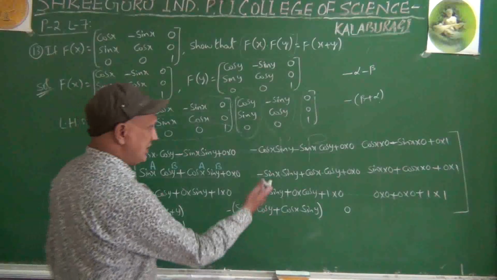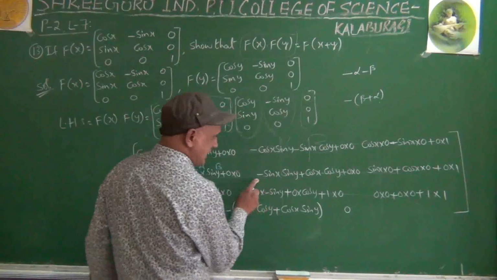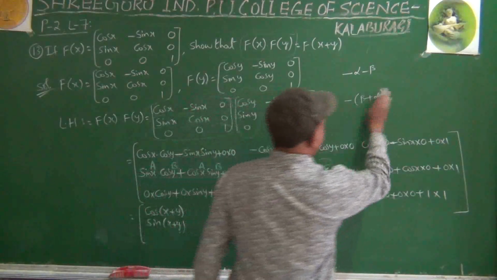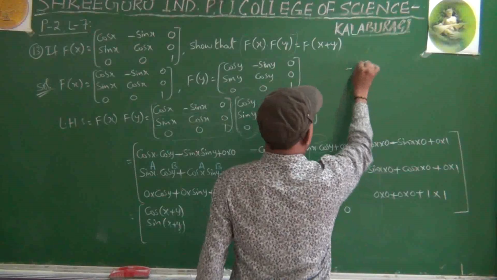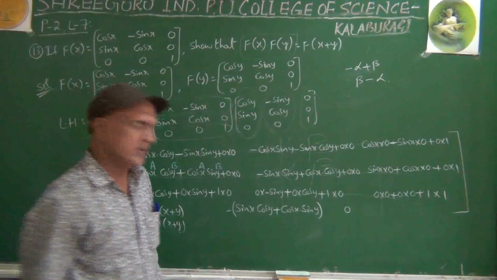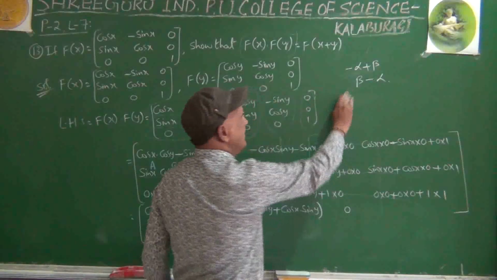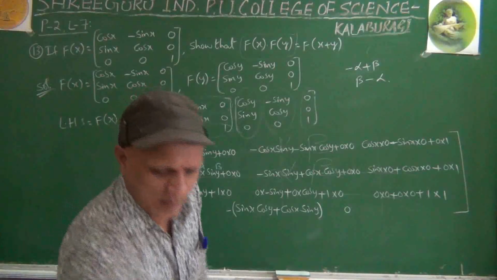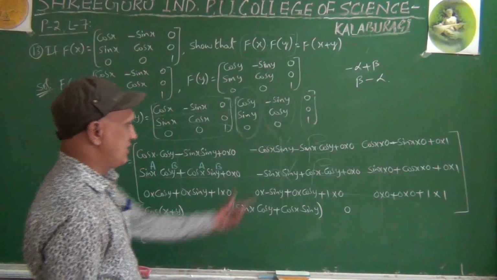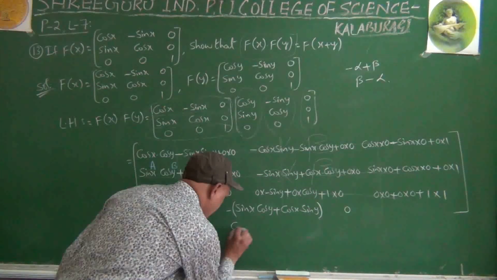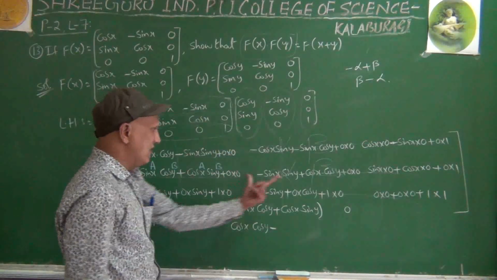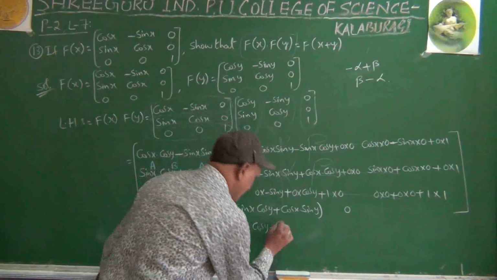Okay, coming to this one, I am writing this is like minus alpha plus beta. I am writing beta minus alpha. Even if you don't write, no problem. Plus beta minus alpha. What is beta? Cos x cos y. Minus alpha. What is alpha? Alpha means sin x sin y.